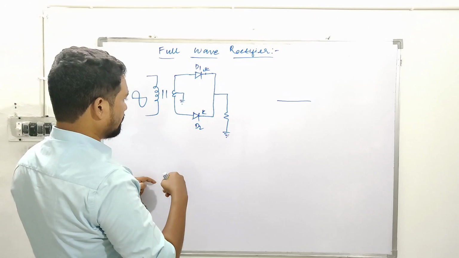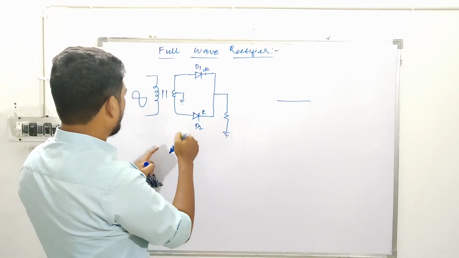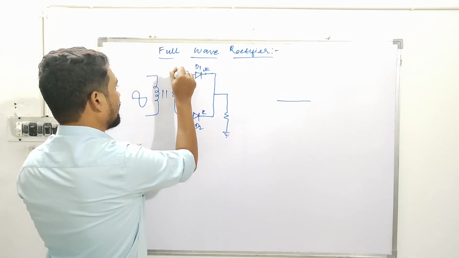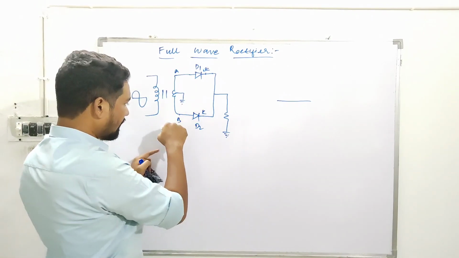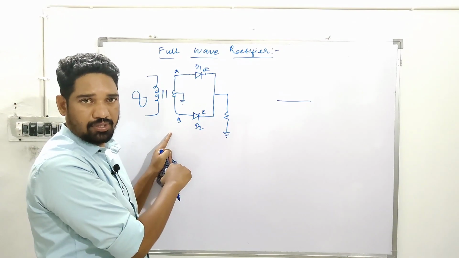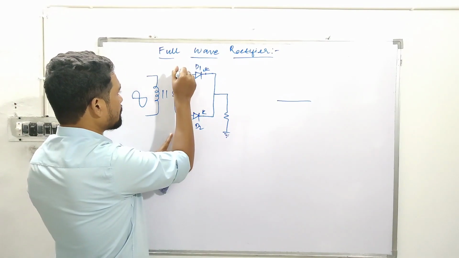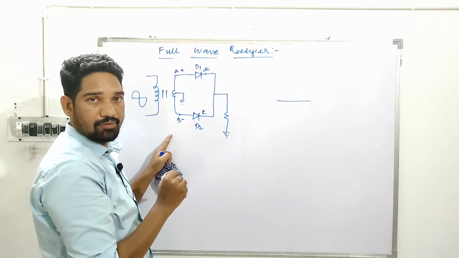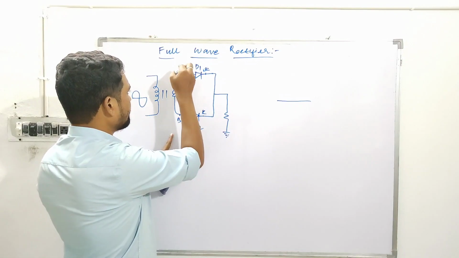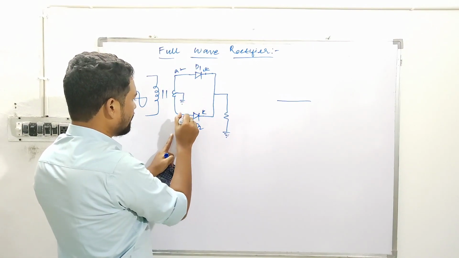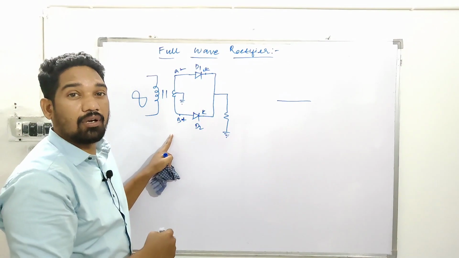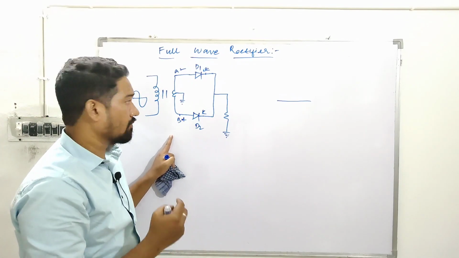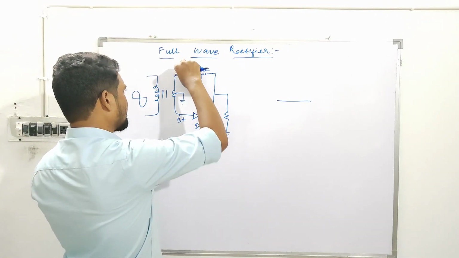Alright, and what is the inherent property of a transformer? Say we have point A and point B. The construction and working of the transformer is in such a way that when A is positive, at the same instant B will be negative, and vice versa. When A is negative, at the same instant B will be positive. Now this property of the transformer is made use of in the rectification process. Alright, why? Because guys, let's discuss.